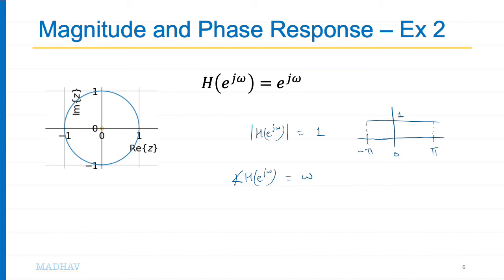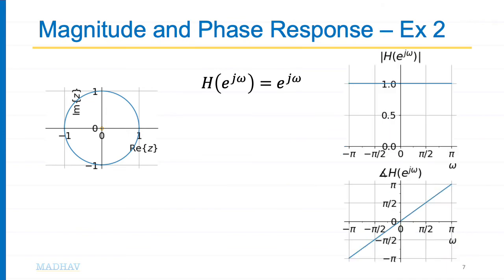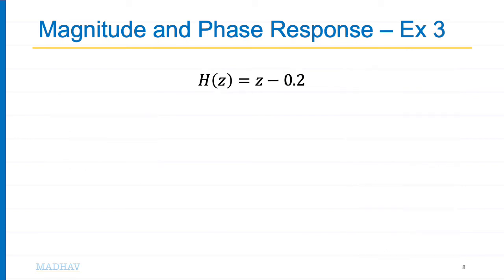This is what my magnitude of h e to the power j omega looks like, right? It is always 1 for all values of omega. And now what about the angle? The angle is just linear. So my y is equal to x. Yeah, so this was another example. Now if I do it programmatically, I plot it, and that's what I get as expected. Now let's look at another example which is a little different.